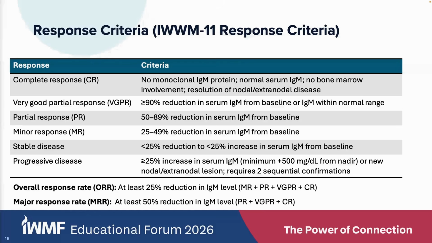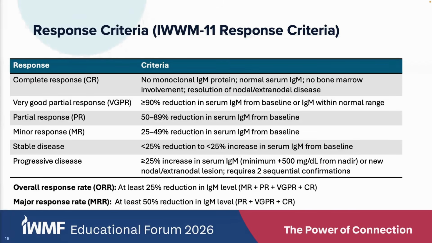And then a minor response is 25 to 49%. A stable disease is when the IgM doesn't really change much, less than 25% either way. And then progressive disease is when the IgM goes up by at least 25%, and the change in the level has to be more than 500 milligrams per deciliter, or if there are new lymph nodes or enlarged spleen. So this is very important.